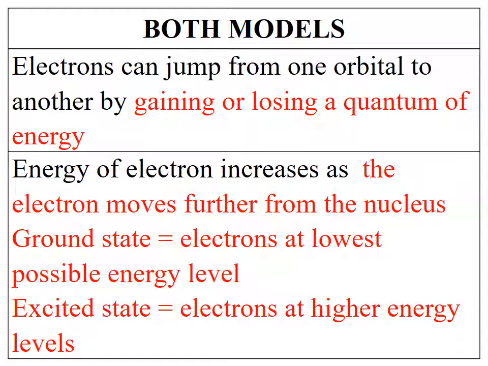That idea hasn't changed. We're still using that in the quantum mechanical model. We still need to explain the atomic spectra, and this is how we're doing it, by modeling the electrons as able to jump up and down. So the energy of an electron increases as the electron moves further from the nucleus. The ground state is the electrons at their lowest possible energy level, and the excited state has electrons at higher energy levels. This is the way Bohr described it. This is still the way the quantum mechanical model describes it.